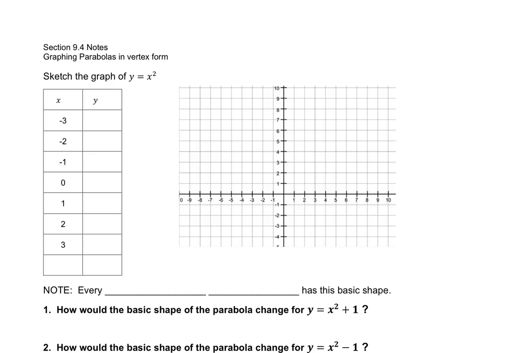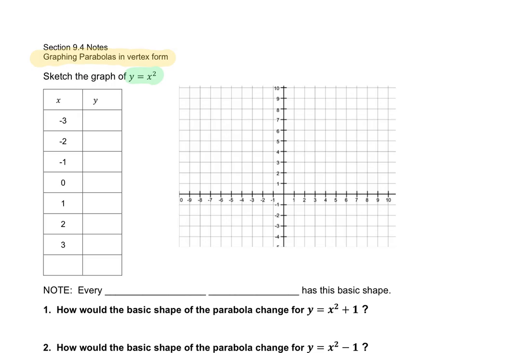So here in 9.4, we're doing graphing parabolas in vertex form, which is what I just showed you earlier. So we're doing vertex form. Go ahead and highlight or underline that. So what you're going to do is sketch the graph of y equals x squared. How are we going to do that?